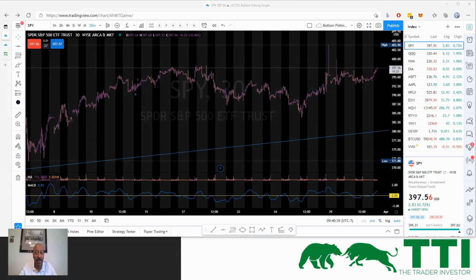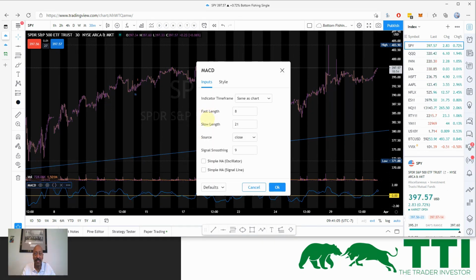For this one, I use the 30 minutes chart, and I use the Fibonacci retracement for my exit criteria. But for my entry, I use the MACD for divergence. So the first thing I want to do is show you the settings of my MACD, so that it helps you understand how I'm looking at it.